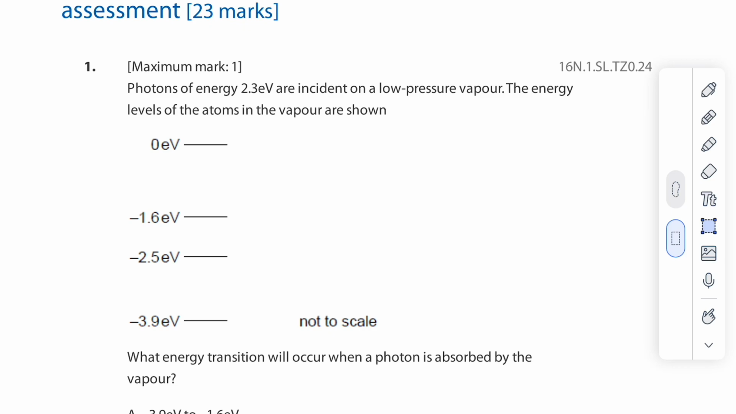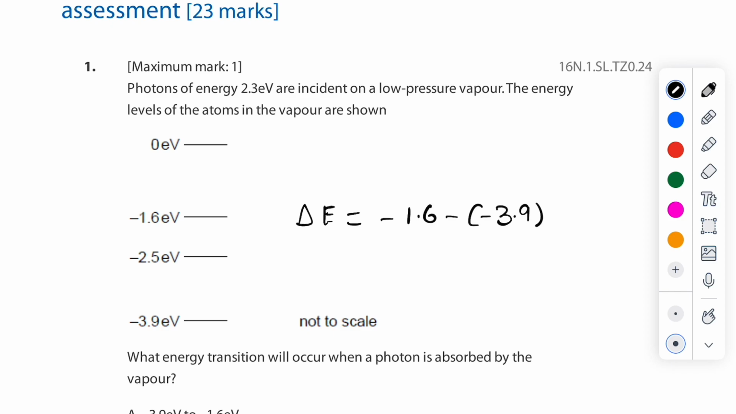The first question: photons of energy 2.3 electron volts are incident on a low pressure vapor. The energy levels of the atom are shown. What energy transition will occur when the photon is absorbed by the vapor? So we have to check which difference between which two levels is 2.3. I can clearly see that when I take delta E equals negative 1.6 minus of minus 3.9, this gives me 2.3 electron volts. So only option A is going to be the correct answer.